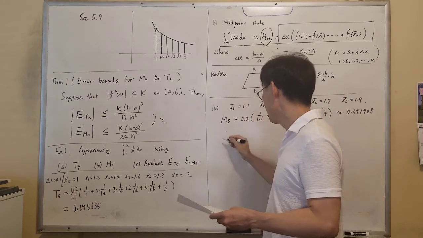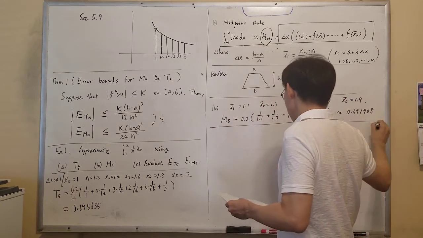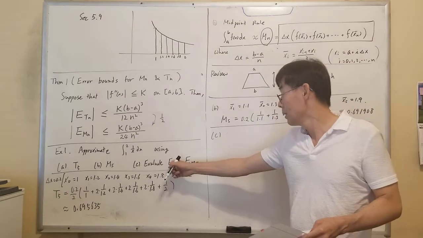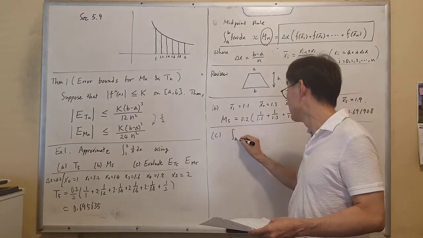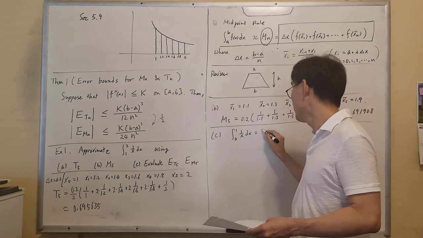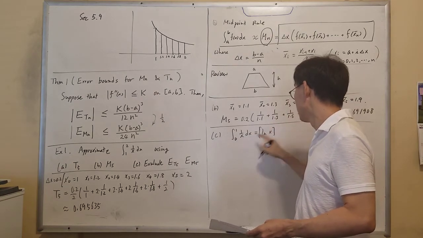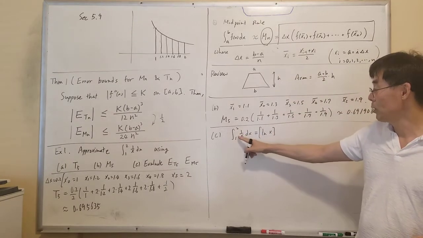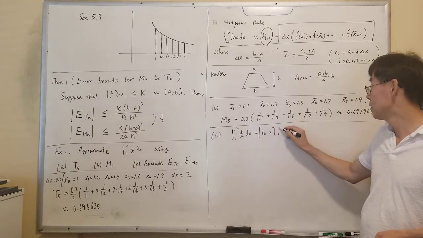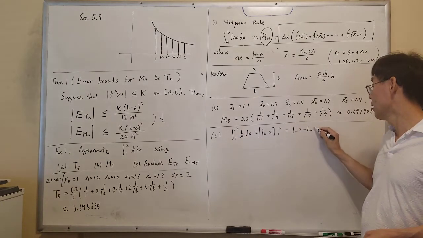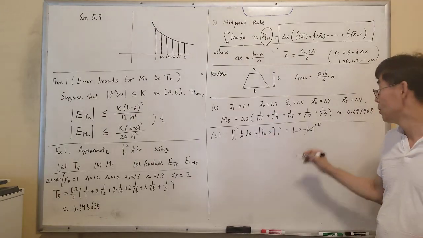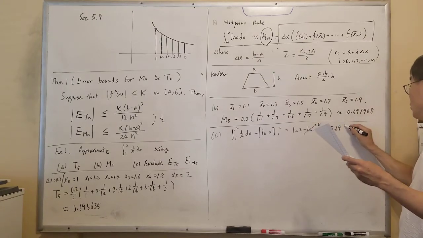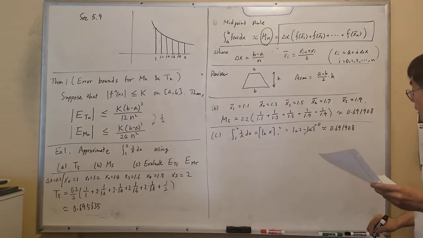Now, in order to get the error, we have to know the true value. For this one, actually, we know how to get it, right? The antiderivative is ln of x, absolute value, but we don't need the absolute value because it is positive. ln of 2 minus ln of 1, which is 0. So ln of 2, which is 0.69.